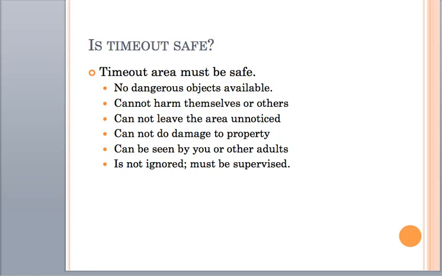The old days of sending a student out into the hall are pretty much over, because unsupervised children in the hall at school can get into a lot of trouble. They can do property damage, they can hurt themselves, they can disrupt other classes. I mean, there's a lot of things. You can't just send them out unsupervised into the hall. You have to be able to see them, or you have to have other adults that can watch them to make sure that they're not getting into any more trouble or doing anything dangerous. Be certain that the individual is not ignored or forgotten. They have to be supervised.